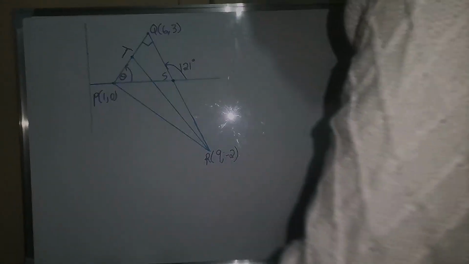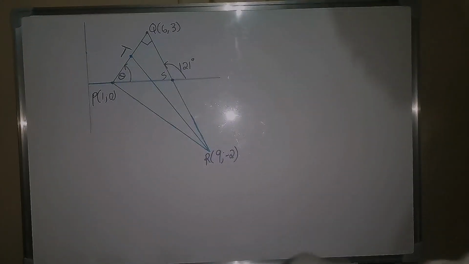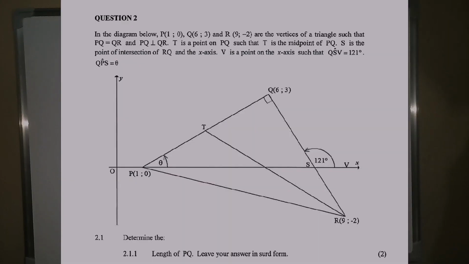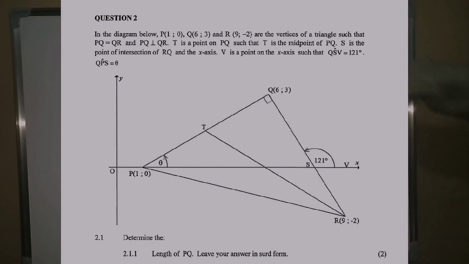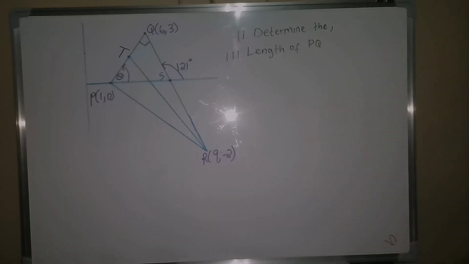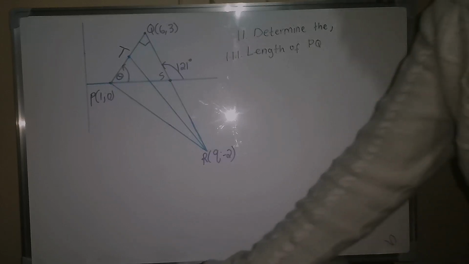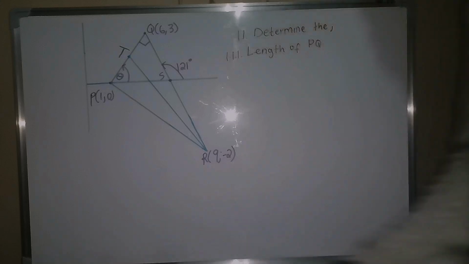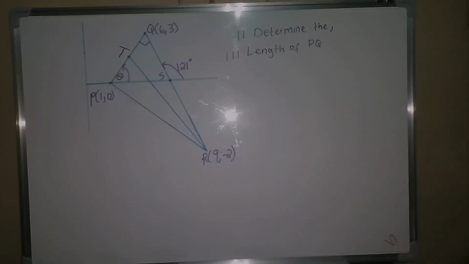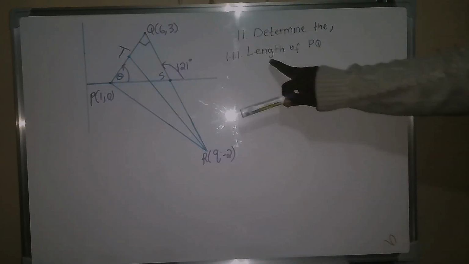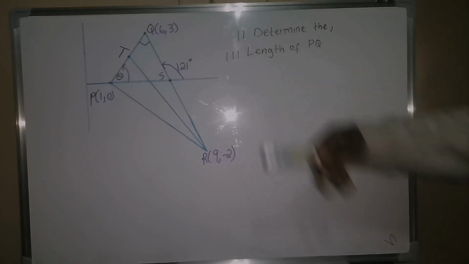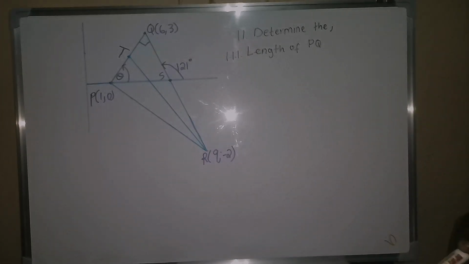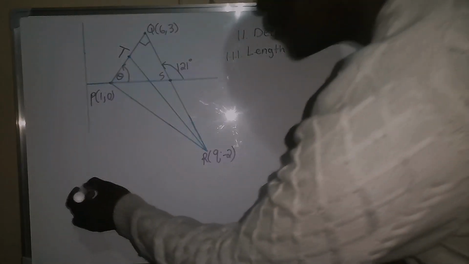And the first question reads as follows. Determine the length of PQ for 2 marks, guys. Simple, right? Now, where is PQ? The length, you already think about the distance formula. Do you still remember the distance formula? If you want the length of PQ.